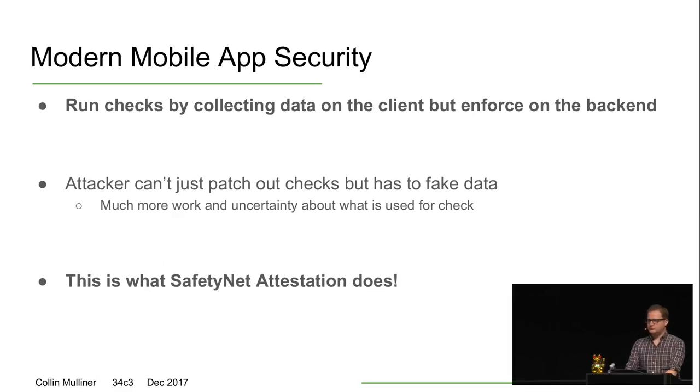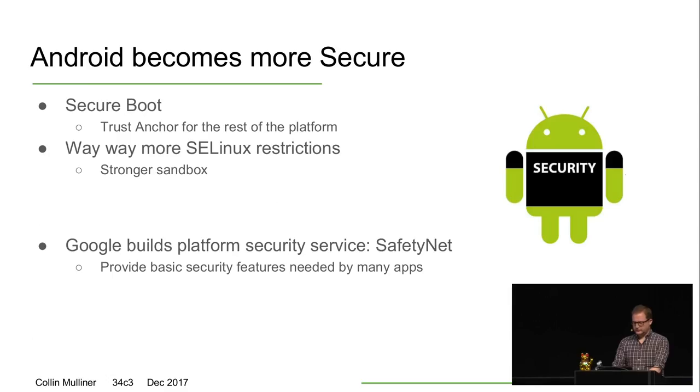imagine if you just do a file access check to a system xbin su. You can just remove that, and then the app will just work. But if you collect a lot of data on the device, you really don't know what is used for what, and you basically have to fake all the data. And if you collect a lot of data, you can't really do that. That's basically what all modern apps that have a higher demand for security do these days. And also, that is what SafetyNet Attestation will do for you.